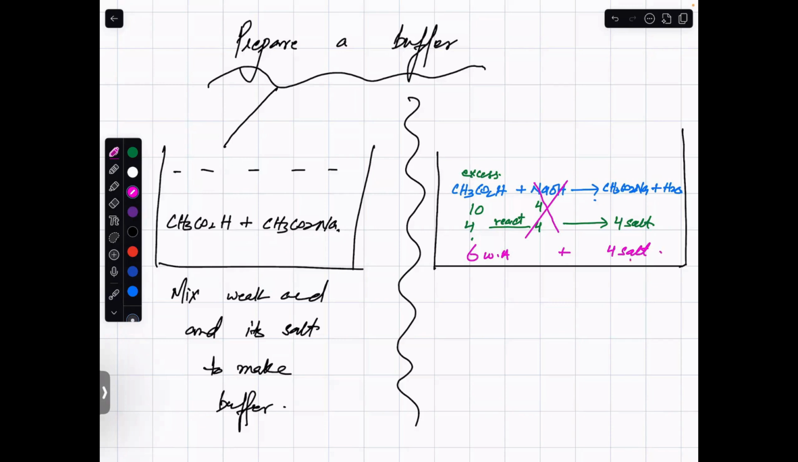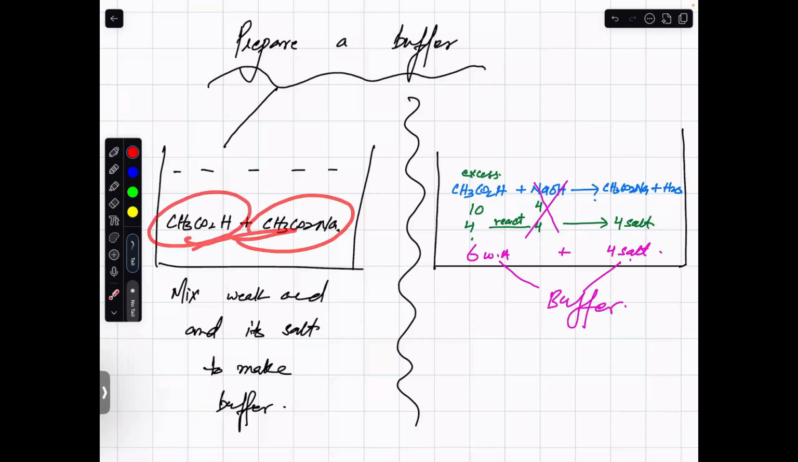Is this weak acid and its salt? Is this a buffer? Yes. So how can you make a buffer? Either by mixing weak acid and its salt, or by adding strong base to excess weak acid. So there are 2 methods to prepare a buffer.